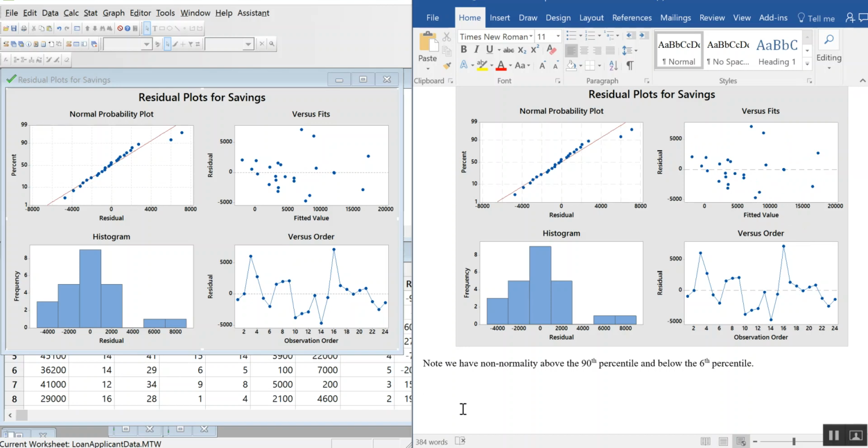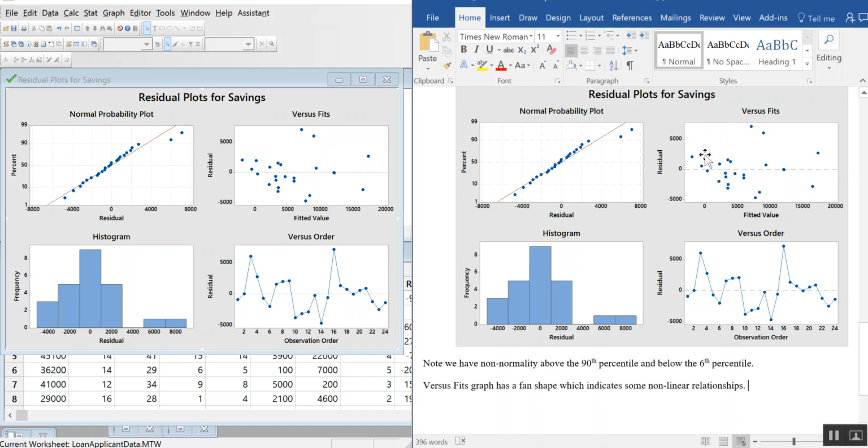So our residuals versus fits graph has a fan shape, which indicates some nonlinear relationship. That's bad. We want to see some randomness to this, and it's got some randomness, but it's so narrow right here and then wider over here.